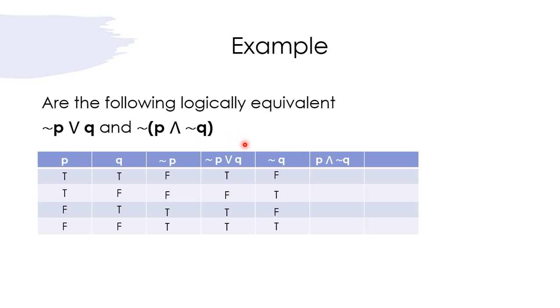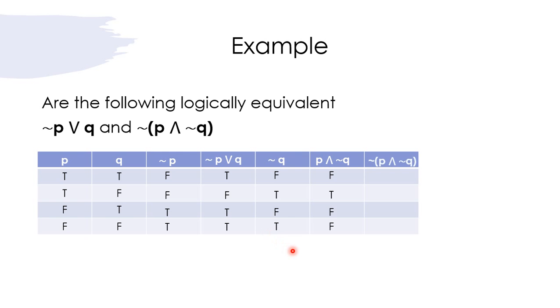So now we're able to find P and not Q. Remember, with the conjunction, this is only true when both are true. So looking at P and not Q, the first case is true and false. We know that's going to be false because it's only true when both are true. Next up, we'll have true and true, so we'll have a true here. We have false and false, so we have a false here. False and true, so we'll also have another false here.